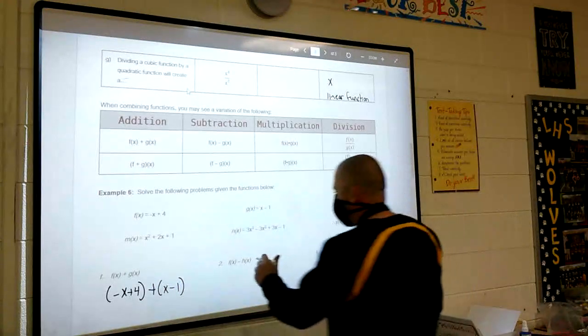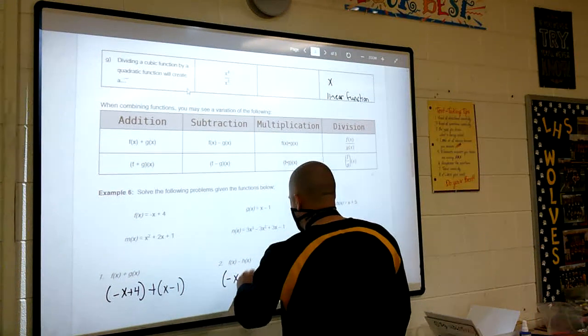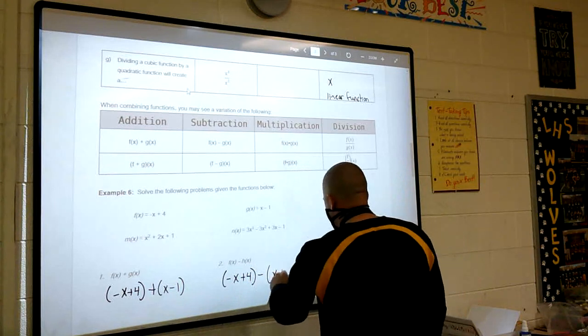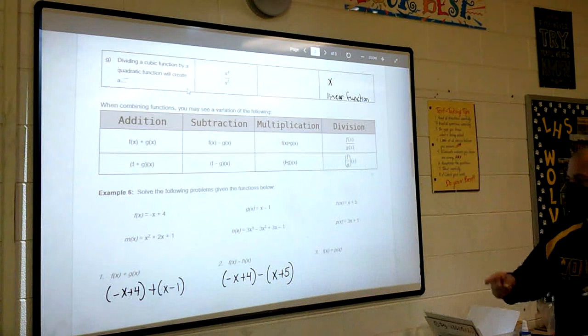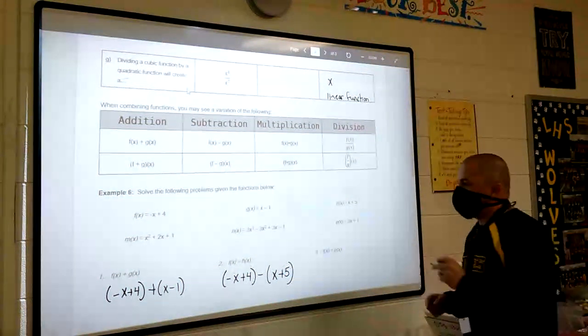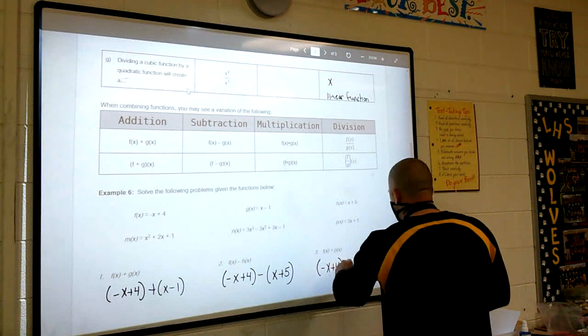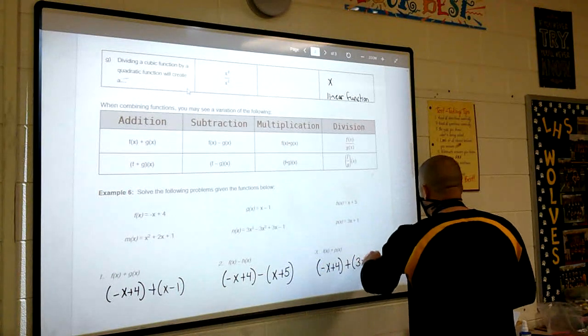Here, f of x minus h of x is negative x plus 4, minus h of x is x plus 5. Again, we're going to want to combine like terms. We'll go back to these in a second. And then f of x, again, is negative x plus 4, plus p of x is 3x plus 1.